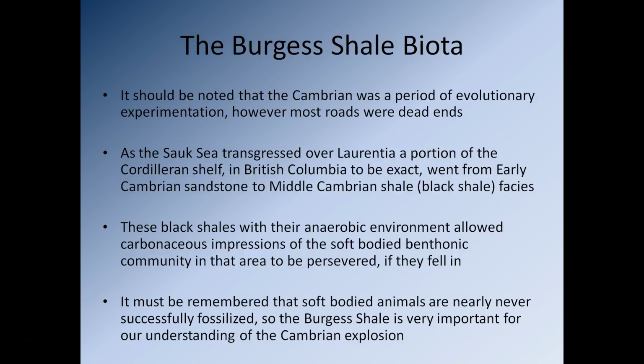So, as the Sauk Sea transgressed over Laurentia, a portion of the Cordilleran Shelf, essentially what is now the modern-day west coast of North America, specifically an area of what is now British Columbia in Canada, went from an early Cambrian sandstone, a coastal deposit, to a middle Cambrian shale. So essentially the water depth went up, so sea levels were rising.